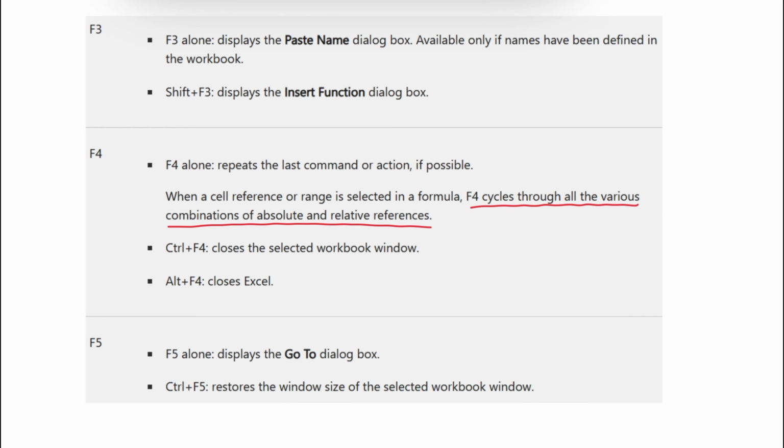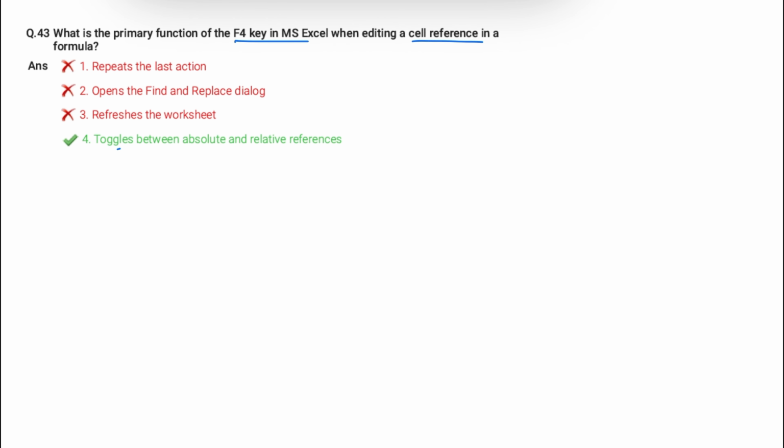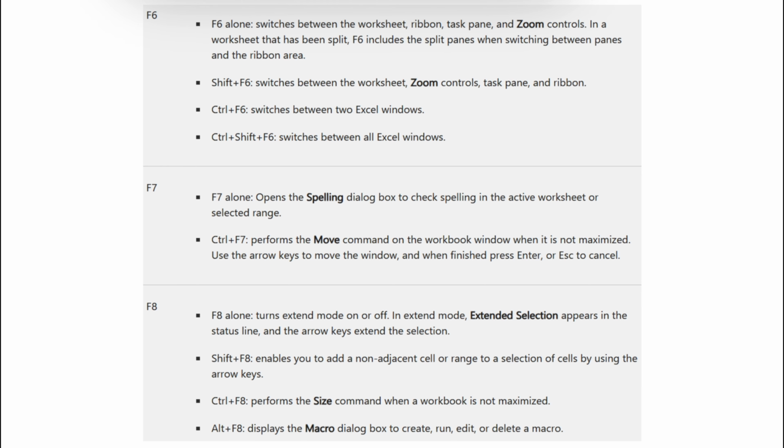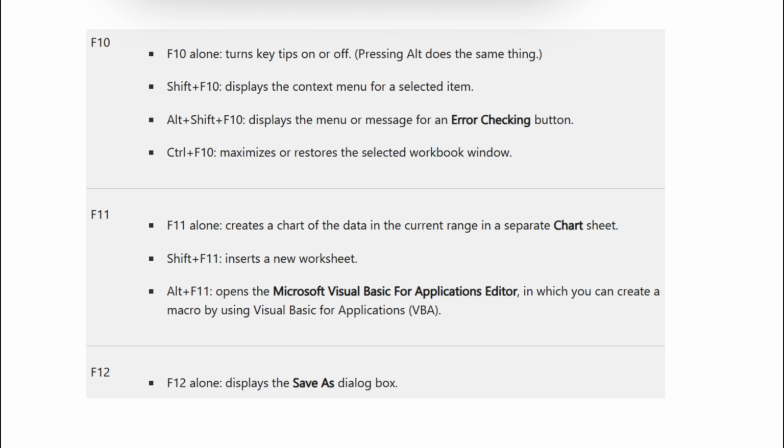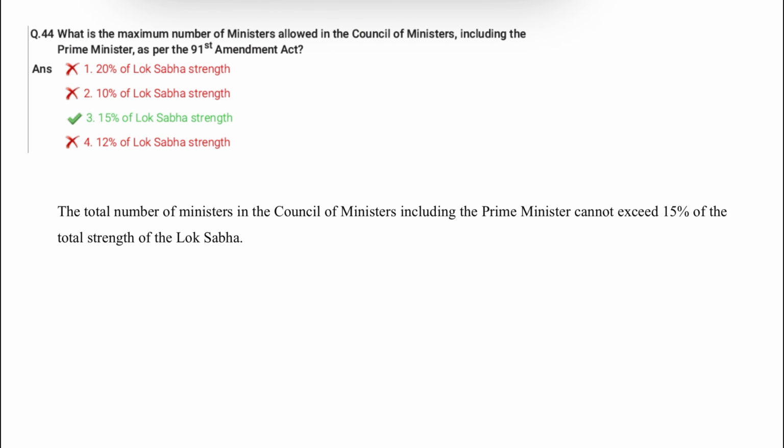So this F4 key cycles through all various combinations of absolute and relative references. So it toggles between absolute and relative references. Similarly, F6, F7, F8 functions are mentioned here. F10, F11, F12. Next question.